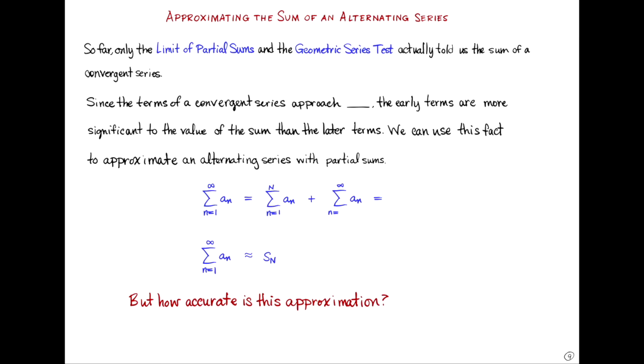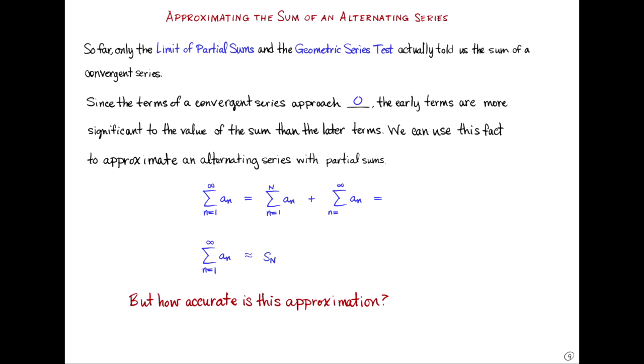While we can't find the actual sum of an alternating series, at least not yet, we can approximate the sum of an alternating series, and we can tell how accurate that approximation is. So far, only the limit of partial sums and the geometric series test actually tell us what the sum of a convergent series is. Since the terms of a convergent series have to approach 0 in order for it to even have any chance of converging, that means that the early terms are more significant to the overall value of the sum than the smaller later terms.